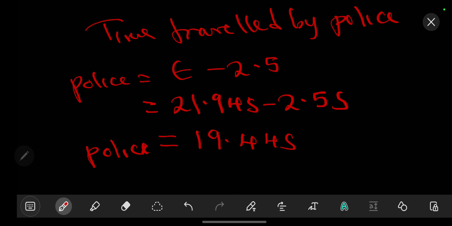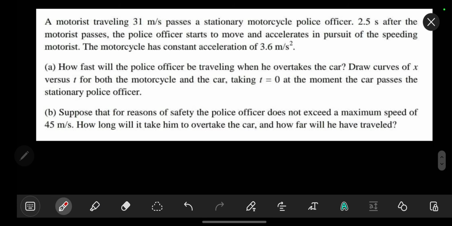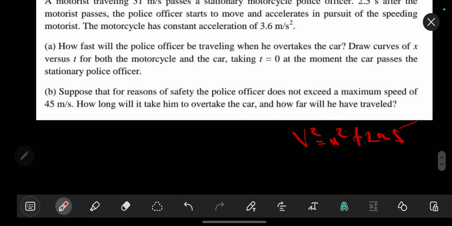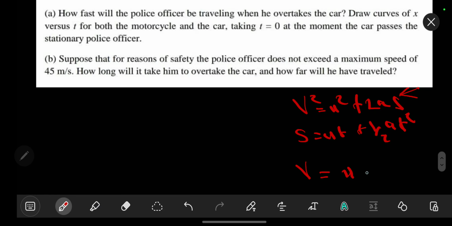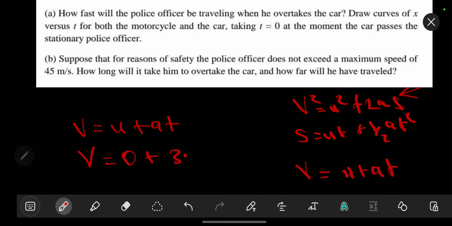So if we know the time, we can now calculate the speed according to what we have been asked. How fast will the police officer be traveling when he overtakes the car? The equation v squared equals u squared plus 2as needs s, which we don't know, so we are not going to use it. The equation s equals ut plus half at squared does not have the final velocity, so we are going to use v equals u plus at. So our velocity is equal to the initial velocity of the police, who started at rest, so it's 0, plus our acceleration of 3.6 times our time of 19.44 seconds.